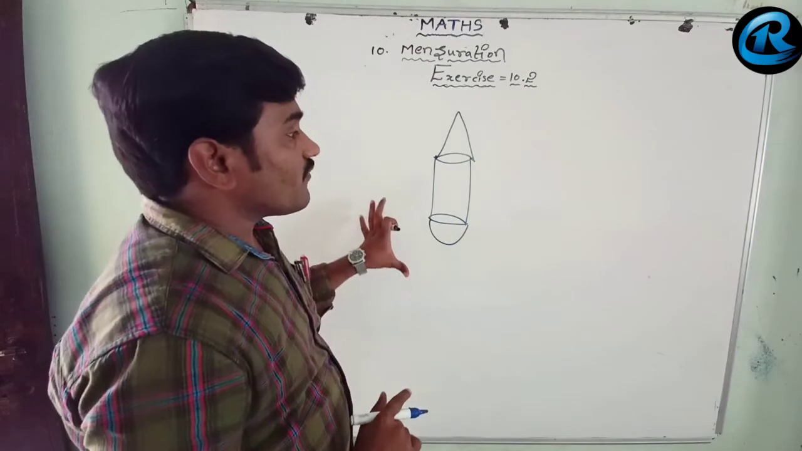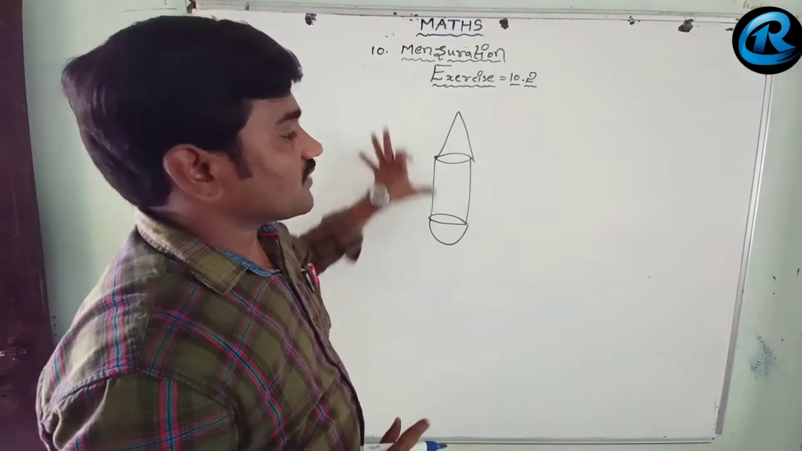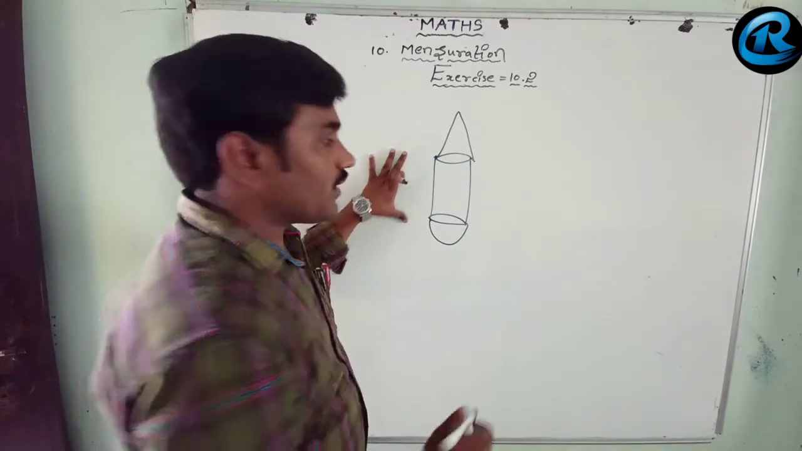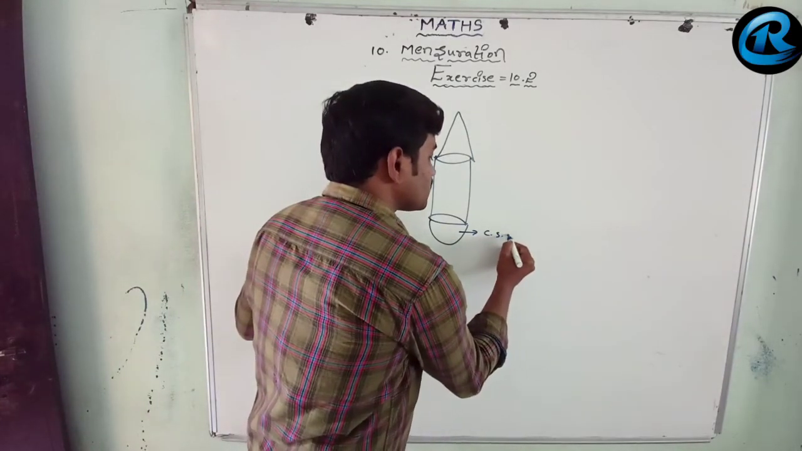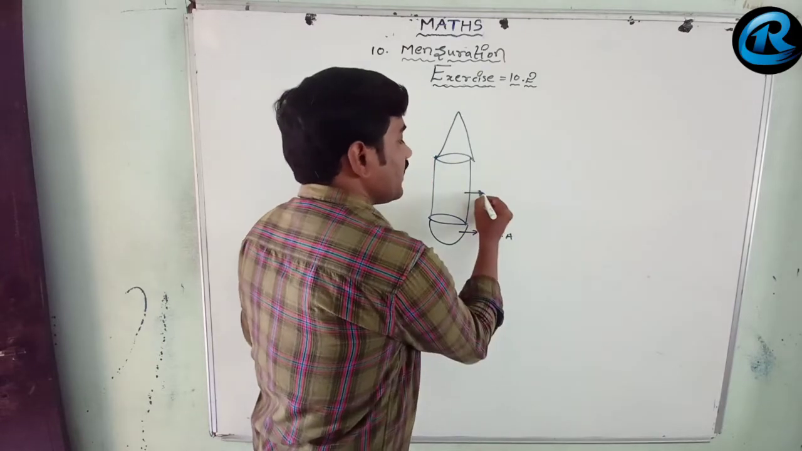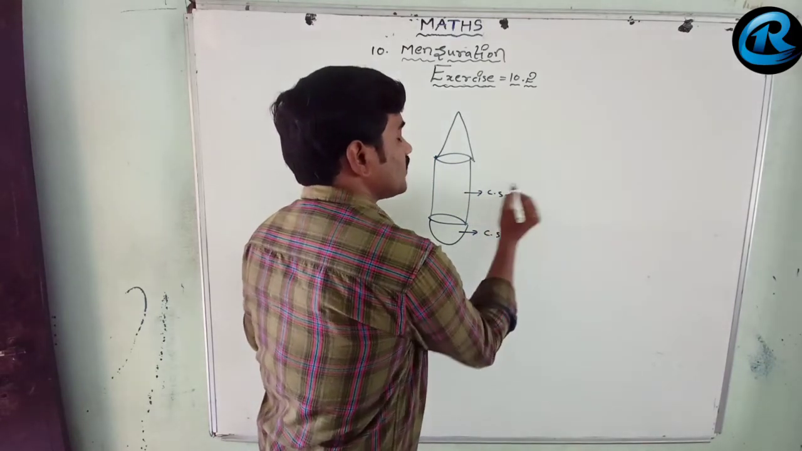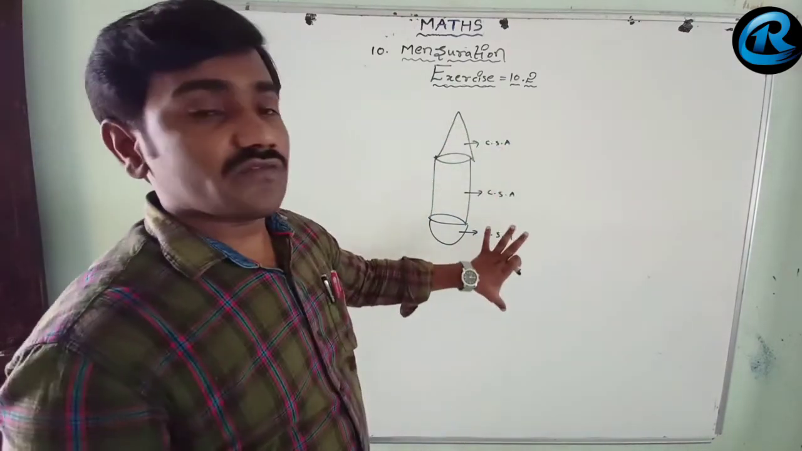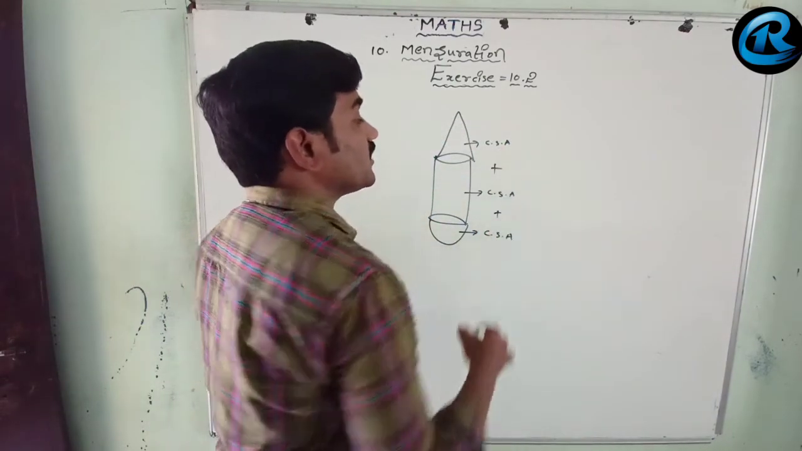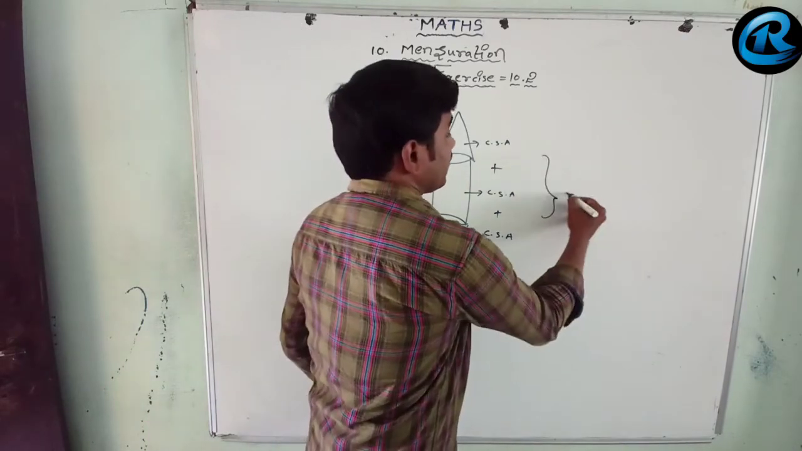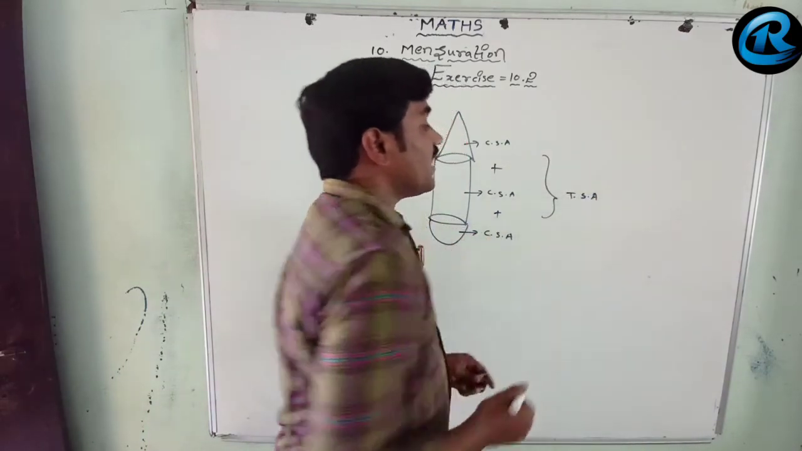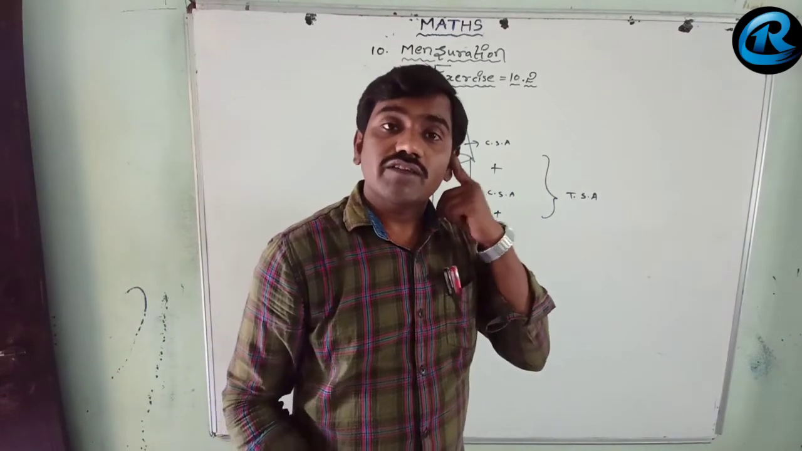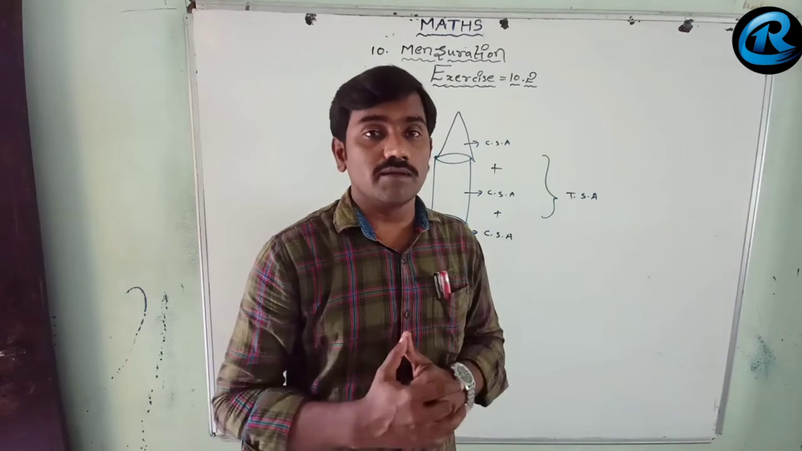That means if you want to find out the total surface area of this solid figure, what do we have to do? We have to find out the curved surface area of this hemisphere, the curved surface area of this cylinder, and the curved surface area of the cone. If you add all these curved surface areas, you will get the total surface area. And I will show you some combinations of figures which may help you to solve the problems.